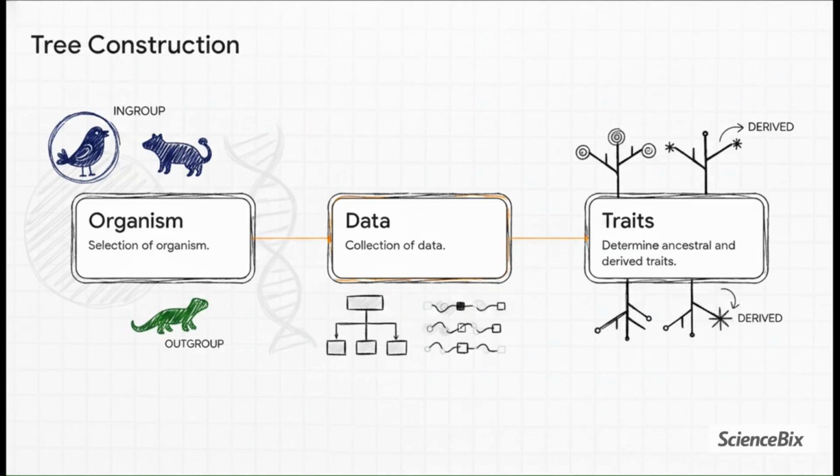First up, you have to select your organism of interest. Scientists very carefully define their in-group. That's the specific taxa they are actively studying, and they separate it from the out-group, which acts as a reference point completely outside their immediate focus.